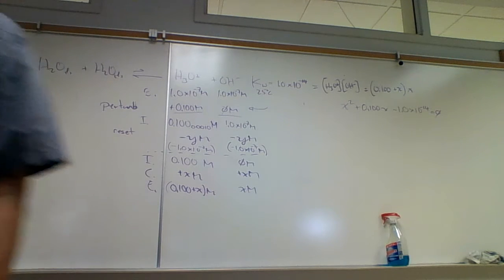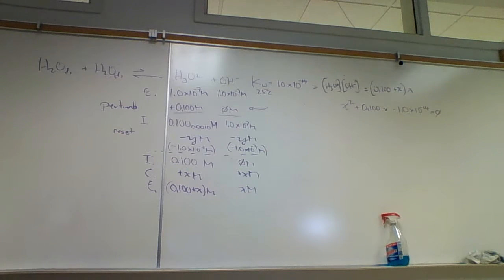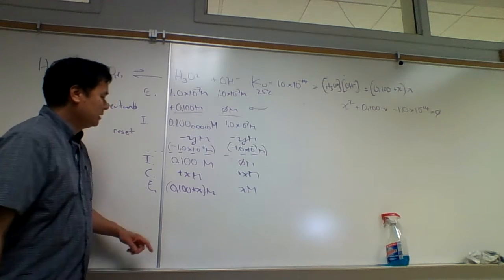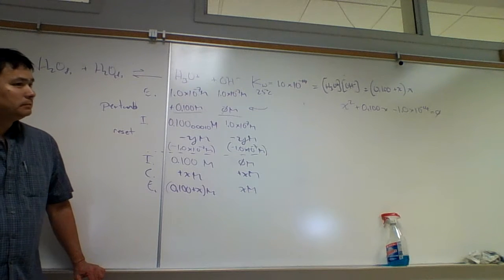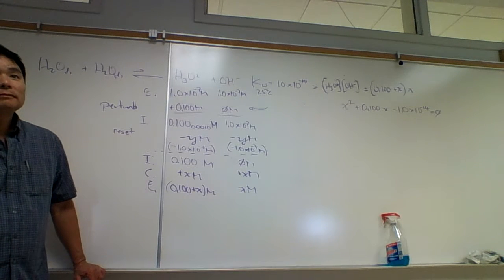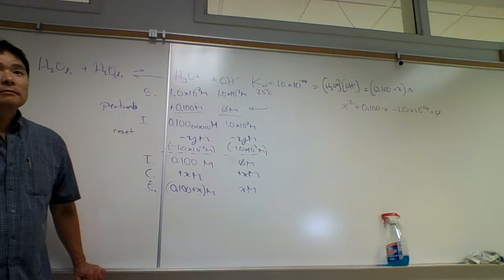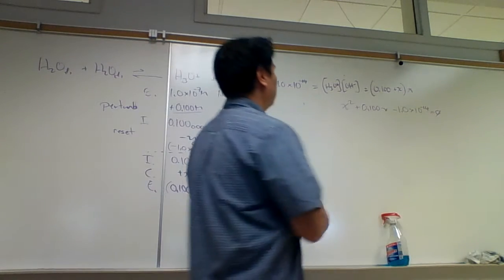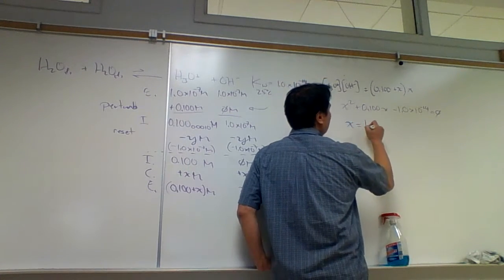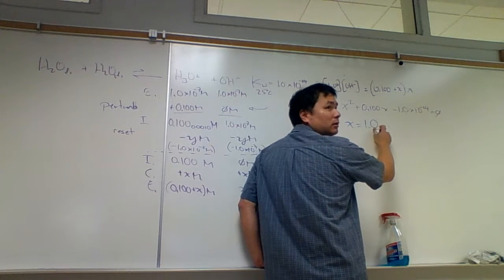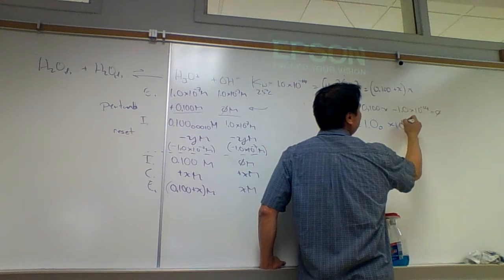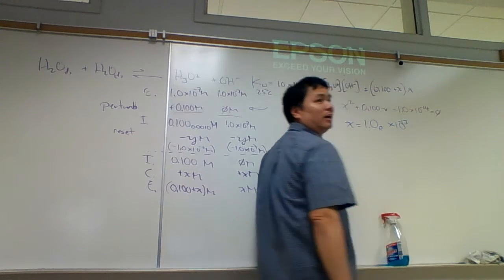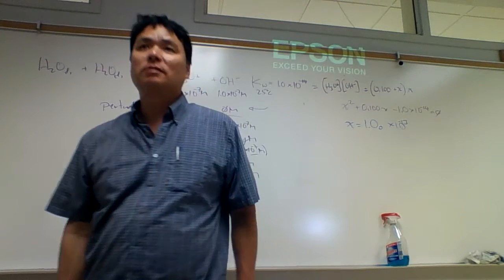Okay, 10 is not possible because... okay, you got x is equal to 1.00, all zeros, 1.00 times 10 to the negative 13. Hey, that sounds more reasonable.